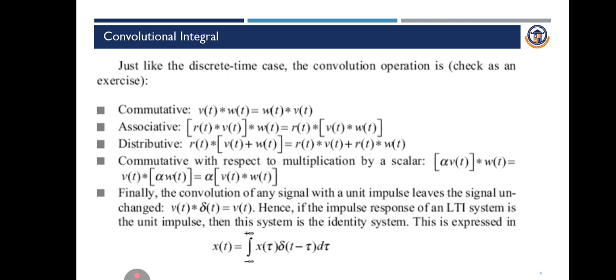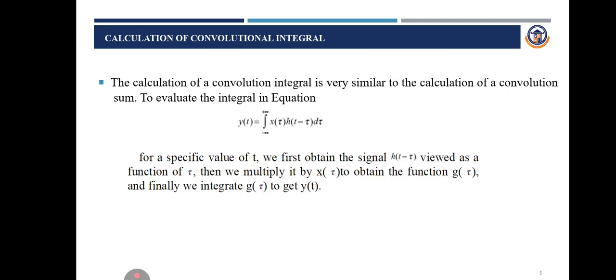the impulse response of a linear time invariant system. For the unit impulse, the system is the identity system. This is expressed as x of t equals the integral from minus infinity to plus infinity of x of tau delta of t minus tau d tau. The convolution integral is very similar to the calculation of the convolution sum. It is evaluated by the equation y of t equals the integral from minus infinity to plus infinity of x of tau h of t minus tau d tau.